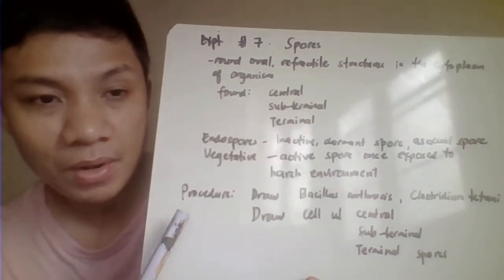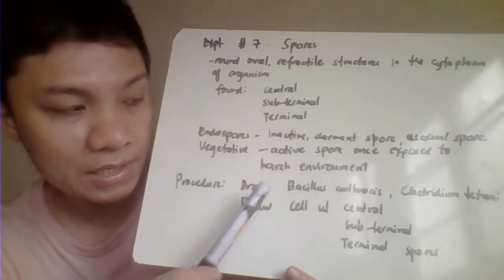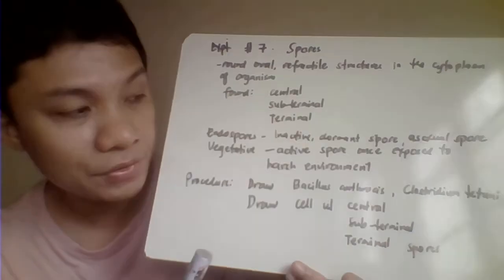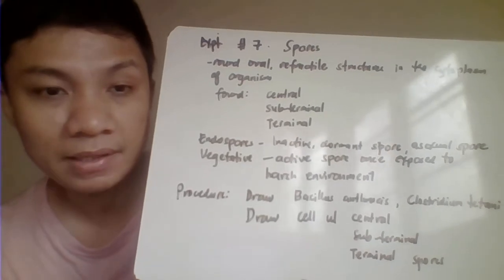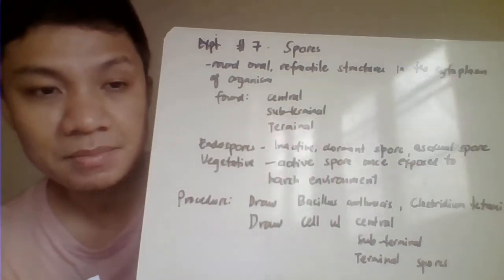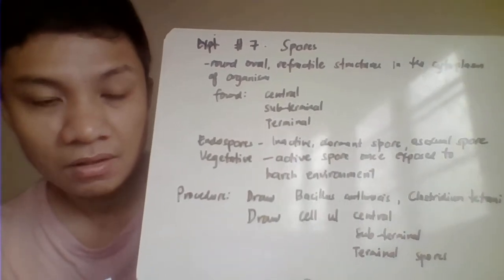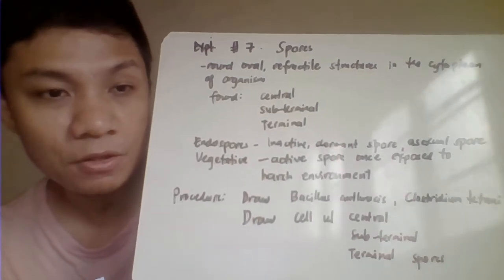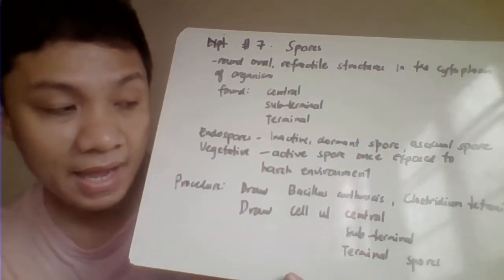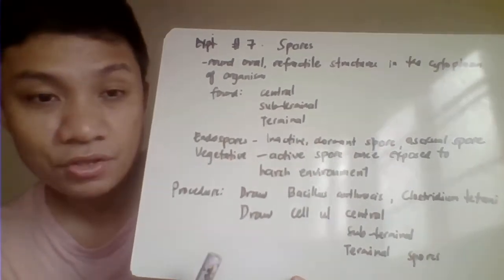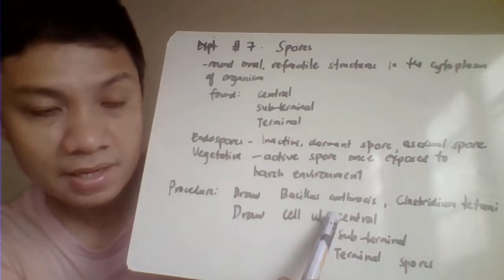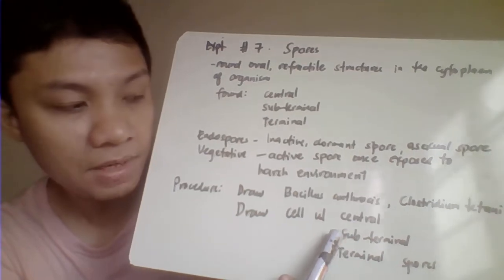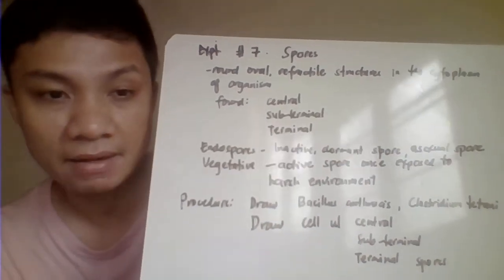For the procedure, just draw your Bacillus anthracis and your Clostridium tetani, and draw them according to their gram staining reactions. If gram-positive, it is blue. If gram-negative, red. Then also draw the organism having the spores found in the central area, subterminal, or even the terminal area.